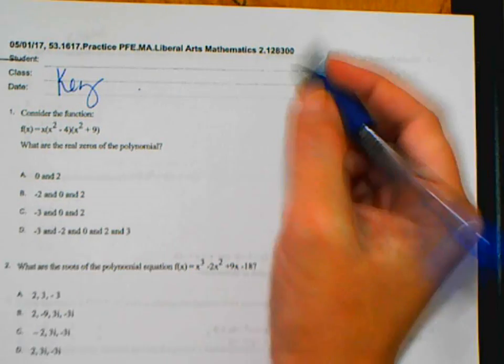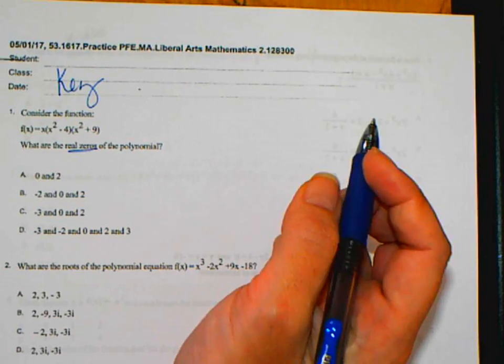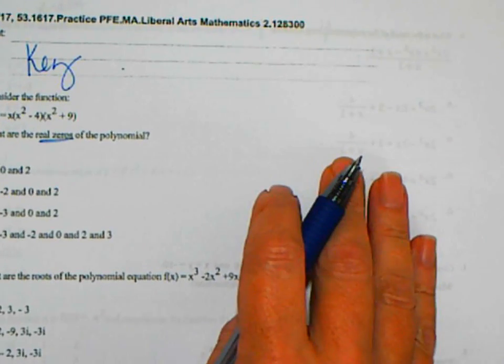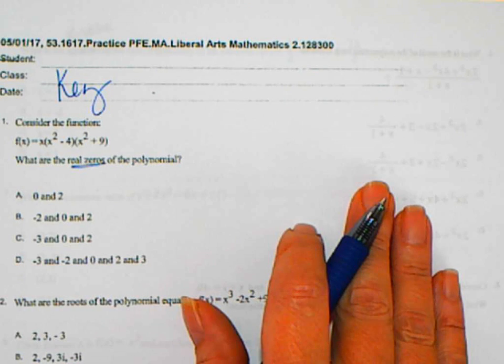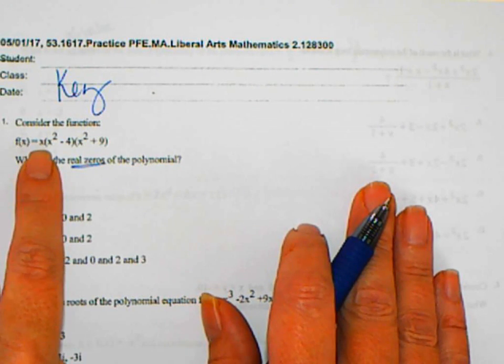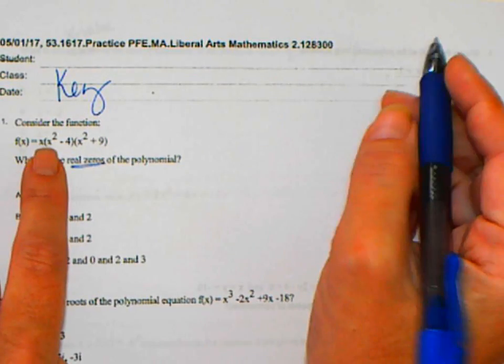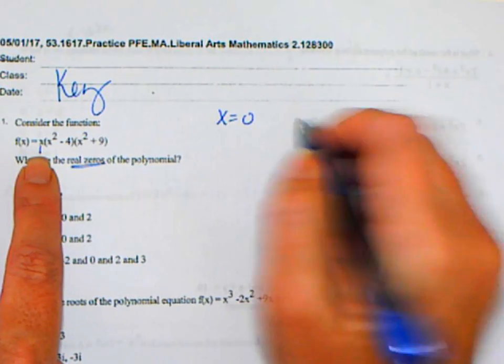All right. On the first one, consider the function f of x equals x times (x squared minus 4) times (x squared plus 9). What are the real zeros of the polynomial? Since it's already in factored form, it's actually pretty easy. If it wasn't in factored form, we'd have to go about some other way. But since it's in factored form, I can set each factor equal to 0. So x is a factor. Set it equal to 0.